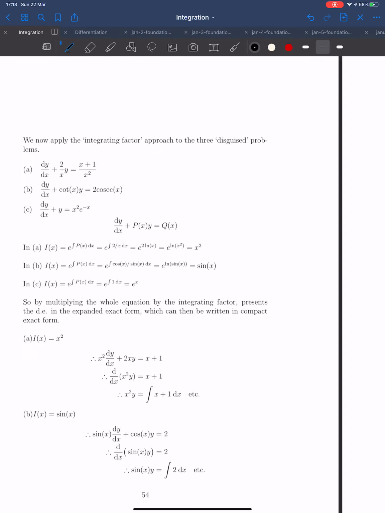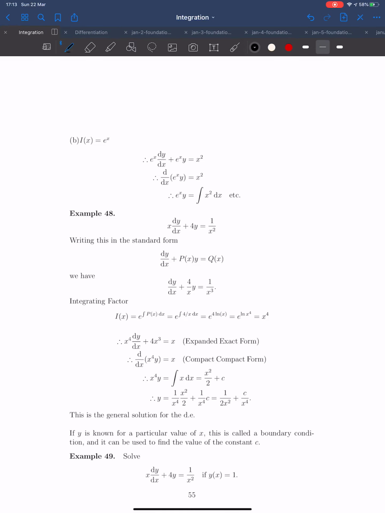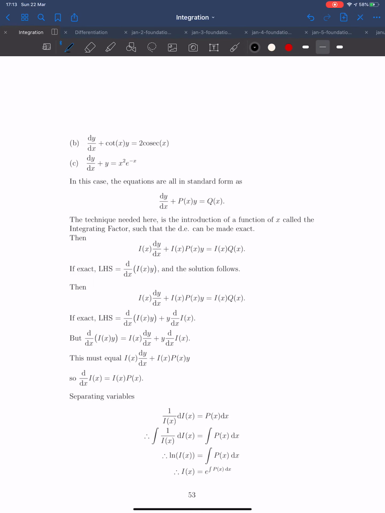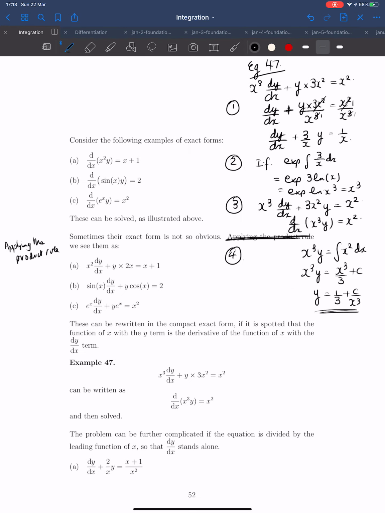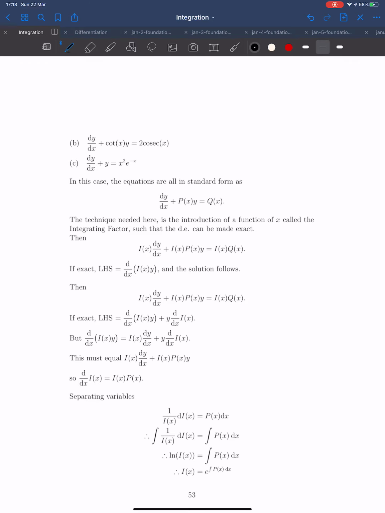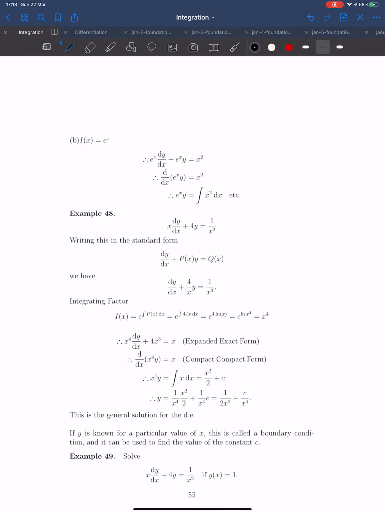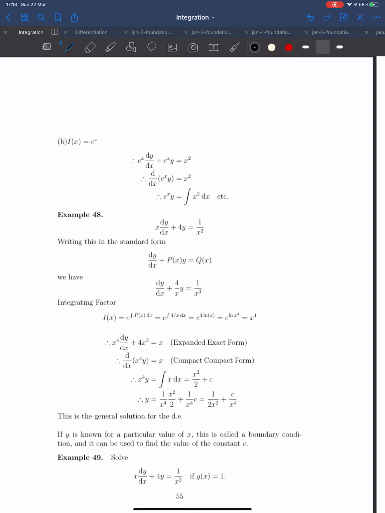It's quite funny the way they've set this out. Where's the answer? Example 47. There. That's as far as they've got, and then solved. So I've just done the final bit there. More reading for you: example 48 and 49.